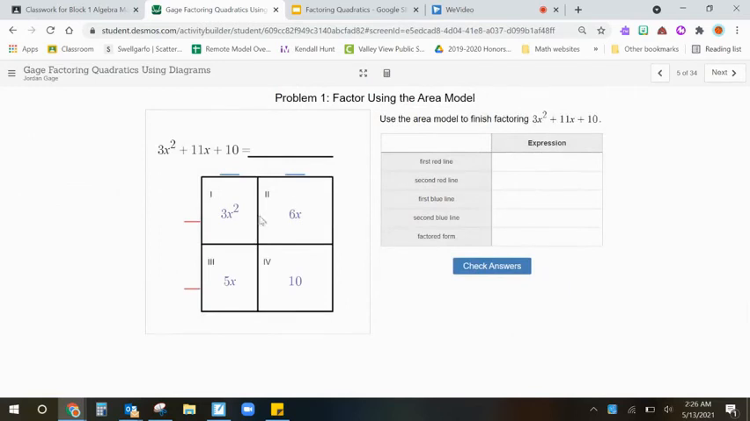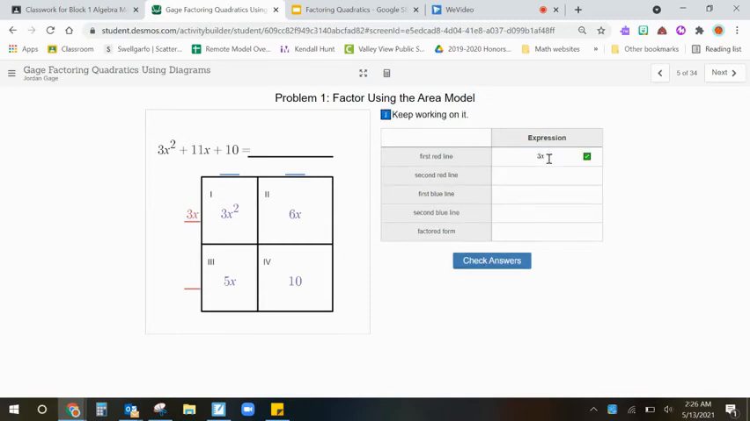Now, the next part. Use the area model to finish factoring 3x squared plus 11x plus 10. So now if you look at this, what can I factor out of 3x squared and 6x? What's common in these? Okay, so we could factor out, all right, I could factor out a 3x. So let me check my answers. And so far, I'm right.